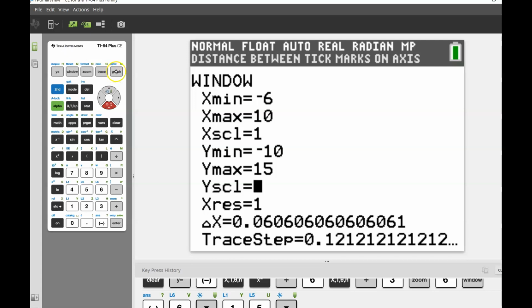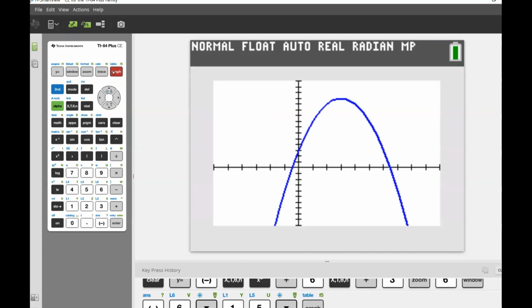So now I'm going to press graph again, and we're going to notice that my graph has been adjusted a little bit, and it's now showing me the values that I wanted to see, not just the standard values from -10 to 10.